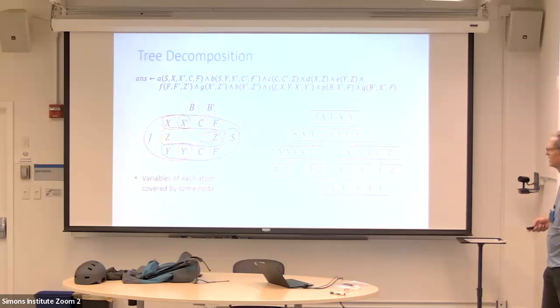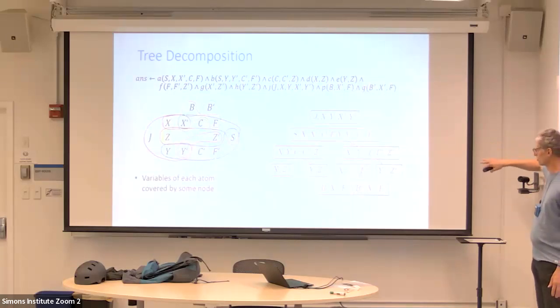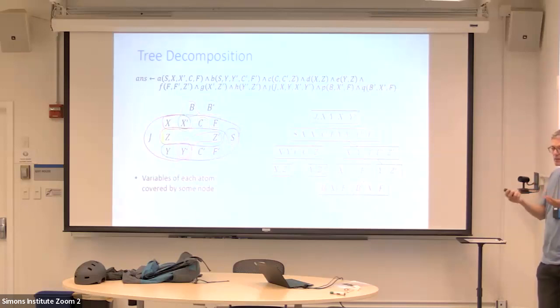Well, first of all, a tree decomposition is a tree. And you annotate each of the nodes in the tree by a subset of the variables. Or if you look at the hypergraph, you would say we annotate the nodes in the tree by a subset of the vertices of the hypergraph. Okay?